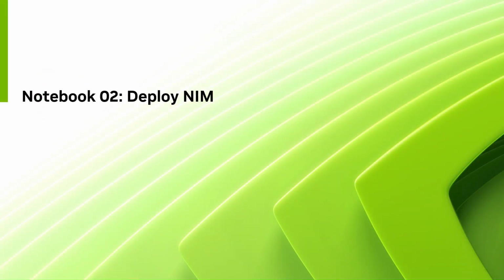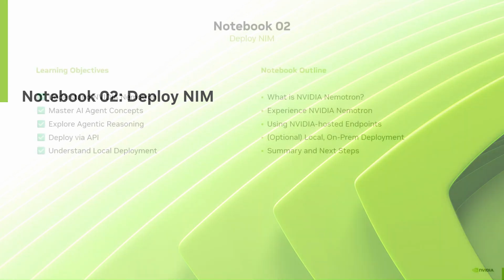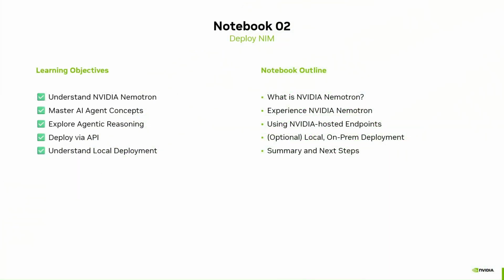Notebook 2, Deploy NIM. With prerequisites gathered, we can now jump into the code. In this notebook, we will dive deeper into exploring agentic reasoning capabilities, especially with respect to the NVIDIA Nemotron family of open models. You will interact with chat interfaces to experience responses with and without reasoning enabled, interact with code to see how you can build in these models into your own AI applications, and finally learn about how to deploy NVIDIA NIM locally on-prem in addition to prototyping with the NVIDIA-hosted model endpoints.